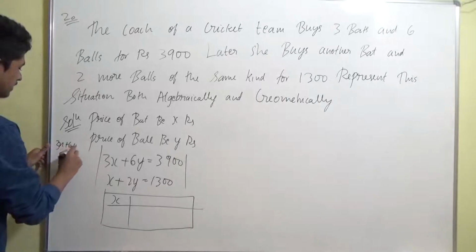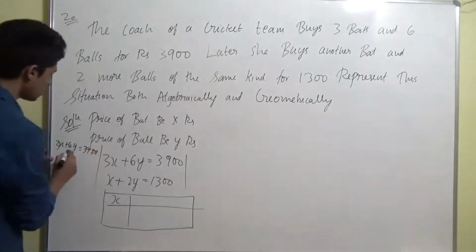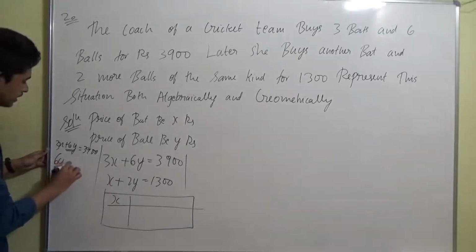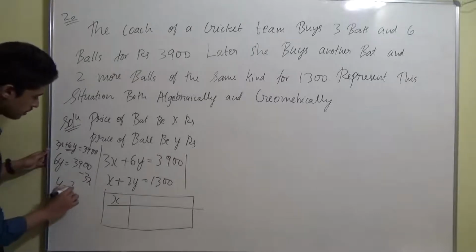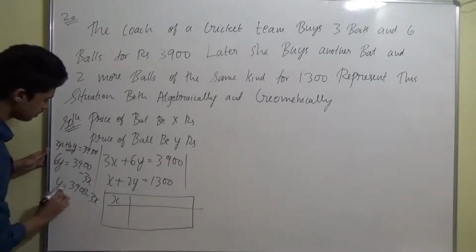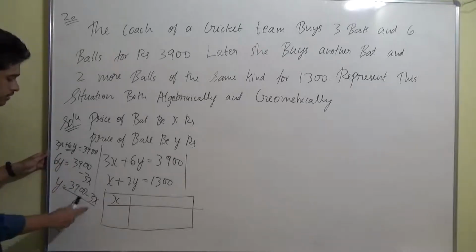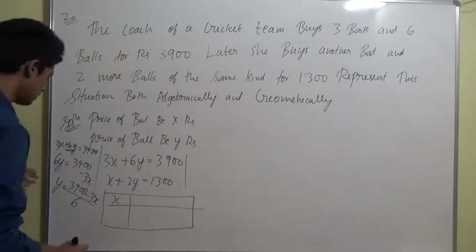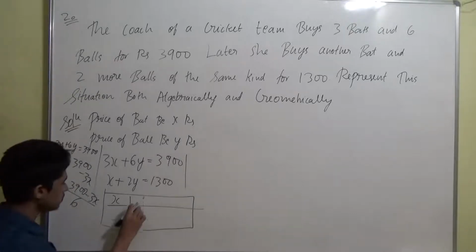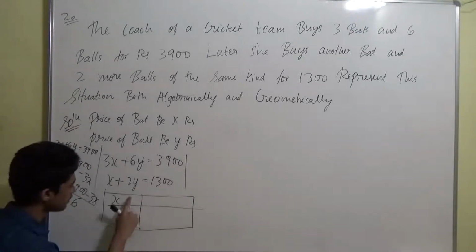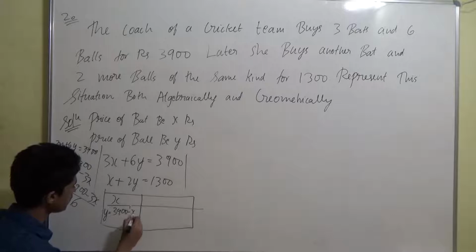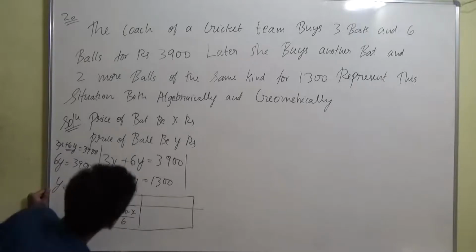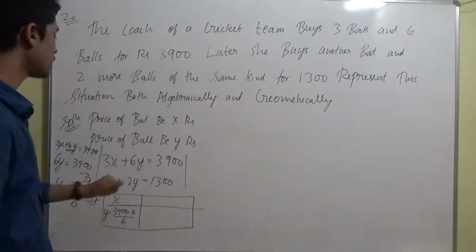See, the equation is like this, right? 3x plus 6y equal to 3900. If you want only the value of y, you will keep this on the left side and keep all other terms towards the right side. It becomes like this, right? So y will be equal to 3900 minus 3x by 6. This is the same thing which you are going to copy here. So y is equal to, we need some more space, and let's do it still here, right? So y is equal to 3900 minus 3x by 6, which is 650 minus x by 2, right? Now similarly we'll do for the second equation as well.